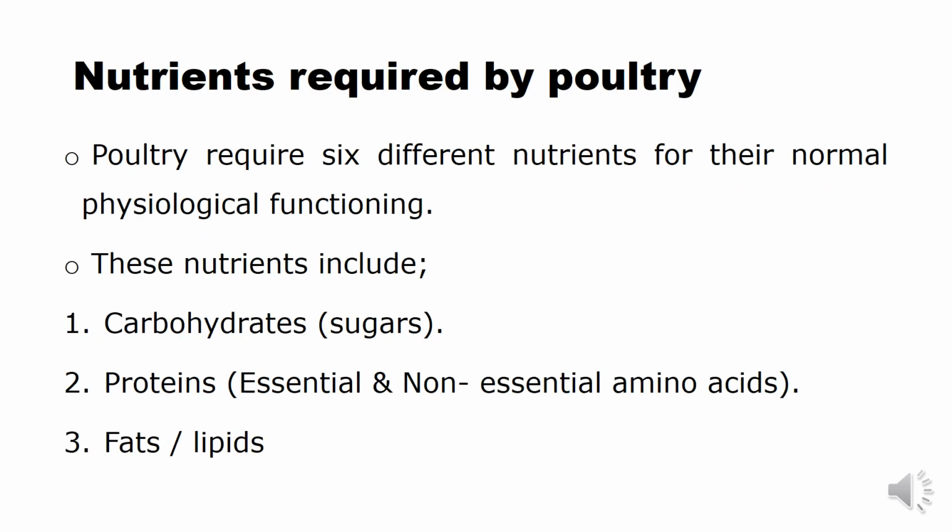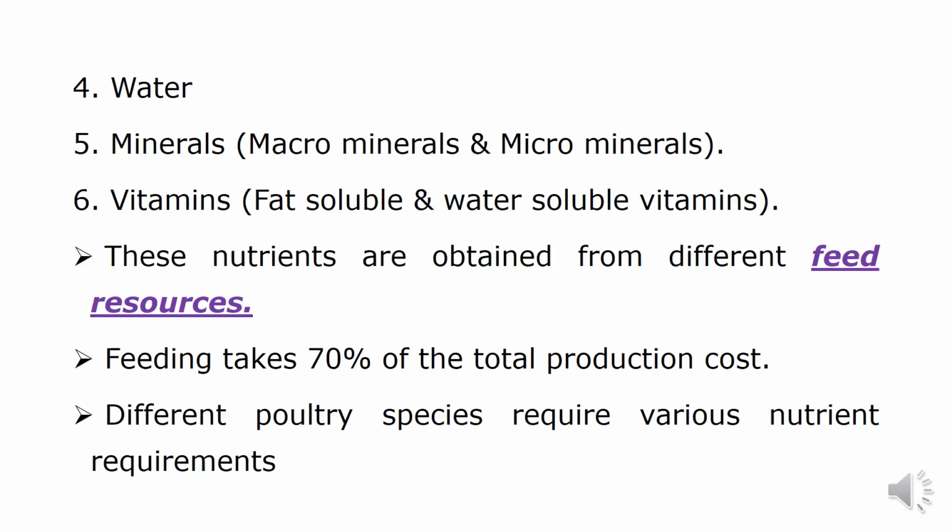Different nutrients are required by these poultry birds. For example, we have carbohydrates. These are the main sources of energy. Proteins, these provide amino acids. Then we have the fats. We have water. We have the minerals, and these are required. For example, like in the breeders, they make up 4% of the feed. You have the vitamins, which are either fat soluble or water soluble. Feeding takes 70% of the total production cost.